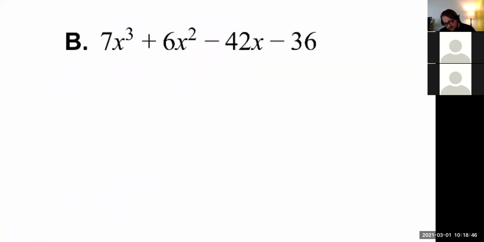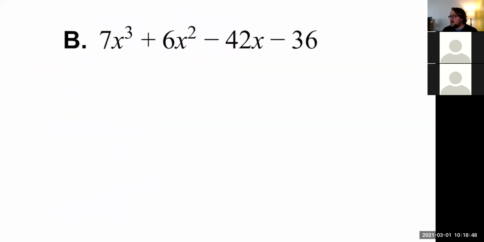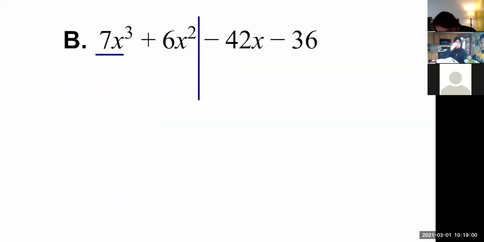So for the sake of time, I'll spoil a bit of the surprise and tell you that there's nothing you can divide out of all four terms. So we will want to group them. I'm going to split mine in half here. And I'm going to focus on the left half first. 7x to the third and 6x to the second.